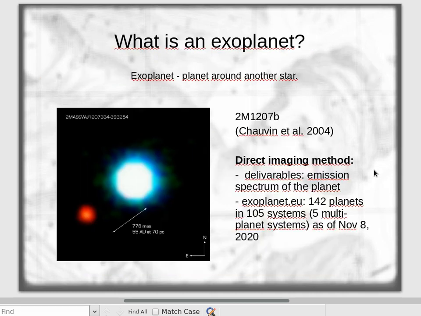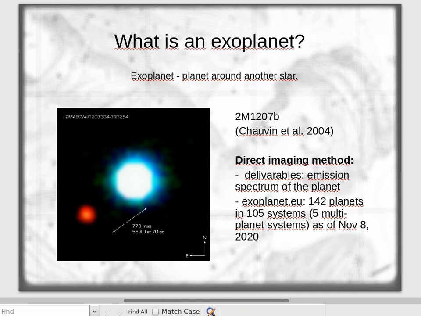Now let's remind ourselves what an exoplanet is. That's a planet orbiting another star. Ideally, we will just see it, like this one. This is the first image of an exoplanet. However, very few planets are located far enough from their host stars, or host brown dwarfs, as in this case, to allow us to image them directly.